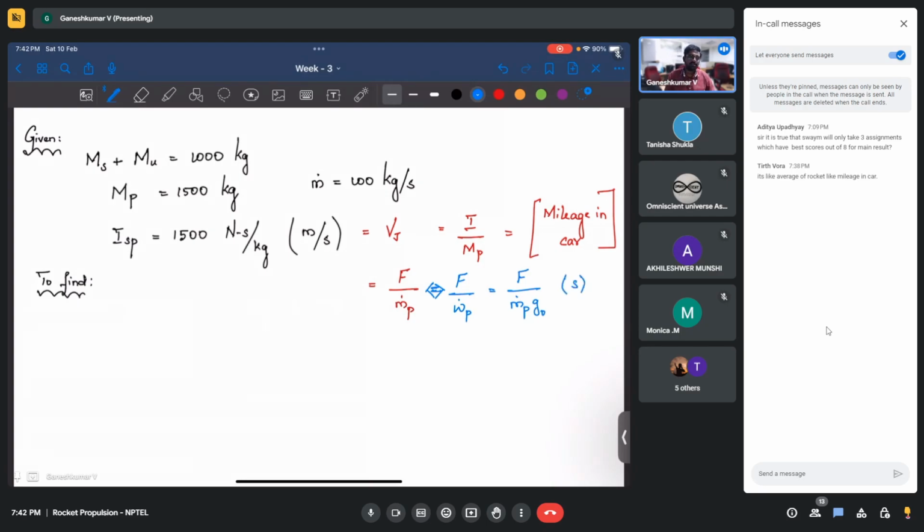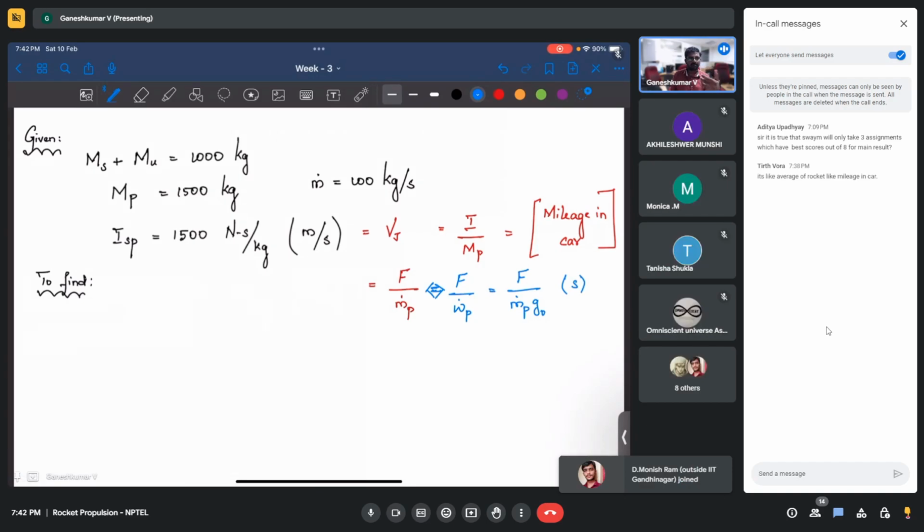Usually, if you take a solid propellant rocket, it has around 260 seconds of ISP, and a liquid propellant rocket might be around 400 seconds of ISP. So if you compare these two, solid propellant performance is better than the liquid propellant. Okay, I'm sorry, it's the reverse. Liquid propellant performance is better than solid propellant because it has more ISP. That is the advantage liquid propellant provides.